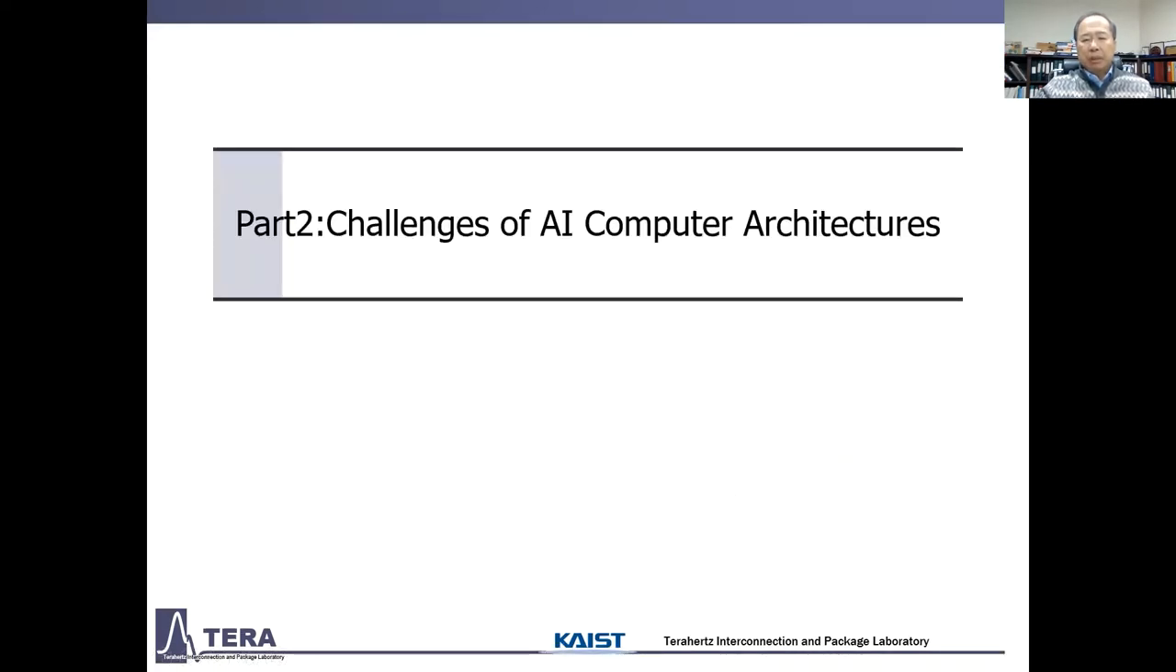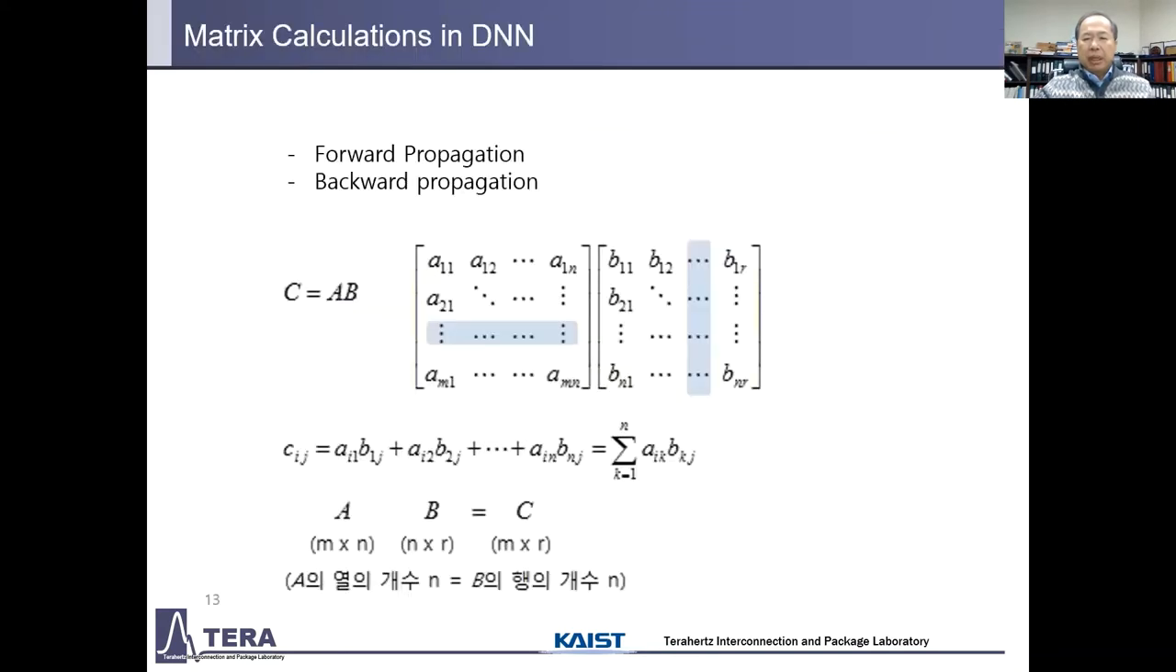Now let's talk about AI computer architectures. As I mentioned before, during the training process, there will be many multiplications and additions, but each element in the neural network can be calculated in parallel. It doesn't need to be in sequence. Let's assume that in each layer, the number of cell elements is millions or billions. They don't need to be calculated in sequence. They can be calculated in parallel.